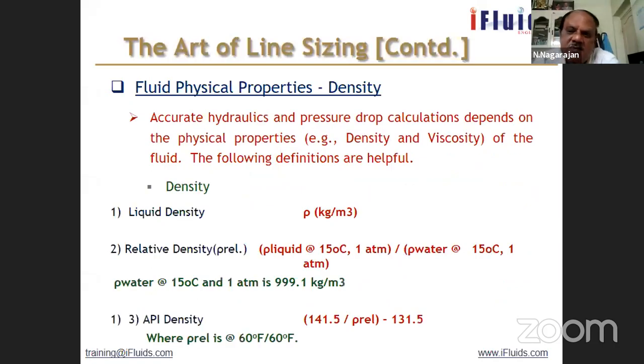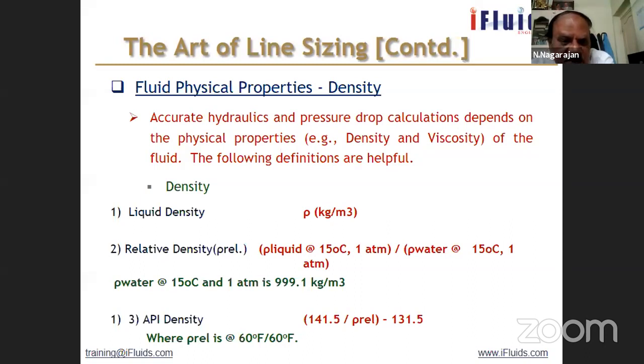So accurate hydraulic pressure drop calculation depends on the physical properties, density and viscosity. It's very well known if it is a high density liquid or a high viscosity. High viscosity makes the flow a little difficult. You have to spend more energy. If you are pumping a high viscosity liquid through a pipe, you have to spend more energy than for a low viscosity liquid, let us say water.